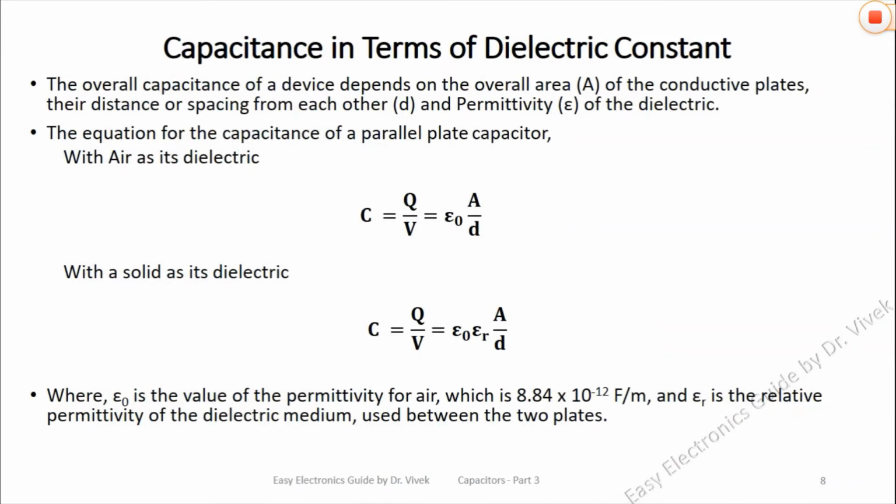The capacitance of a device is directly proportional to the area of the conductive plates and the permittivity of the dielectric. It is inversely proportional to the distance between the plates.